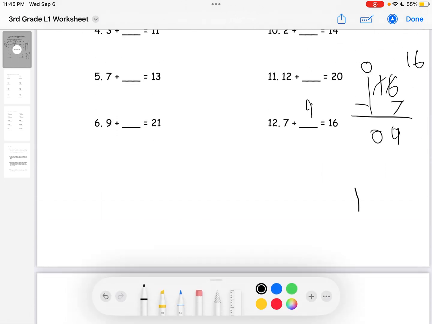Actually, we'll do one more practice question right here. We'll do number 6, which is 9 plus blank equals 21. Same thing over here, you just want to do 21 minus 9. Once again, since the 1 is smaller than the 9, you're going to have to use the number next to it, which is the 2. So you're going to change that 2 into 1 and change the 1 to 11. 11 minus 9 is 2, and you drop the 1 down, which will equal 12. So the answer to number 6 would be 12.